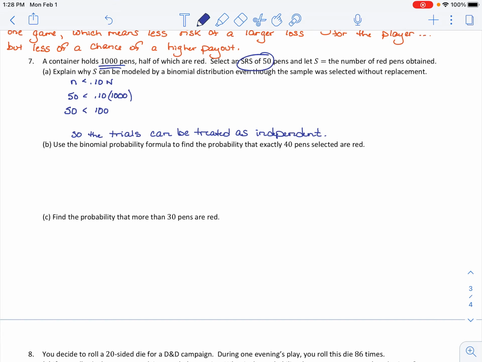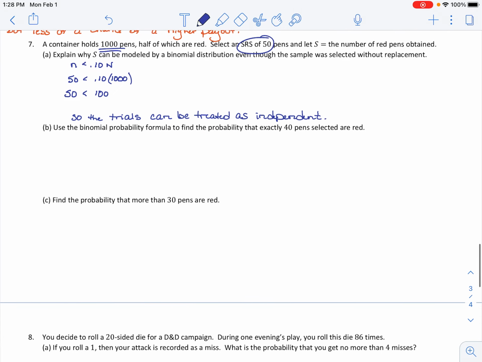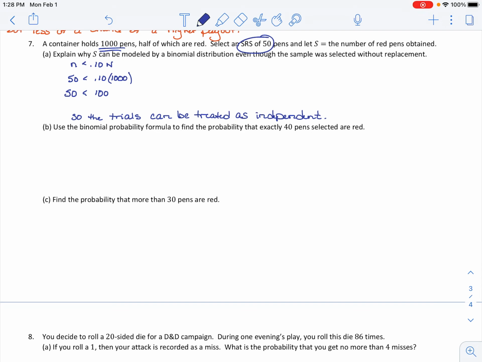So now that I know I can use the binomial distribution to approximate this answer, we're going to find the probability that I get exactly 40 pens, and it does say the probability formula. Technically, I could check my work here with Binom PDF, but I am asking you to use the formula. So the formula uses our combination notation. Remember, this is not a fraction. This is 50 things. We are choosing 40 to be successful.